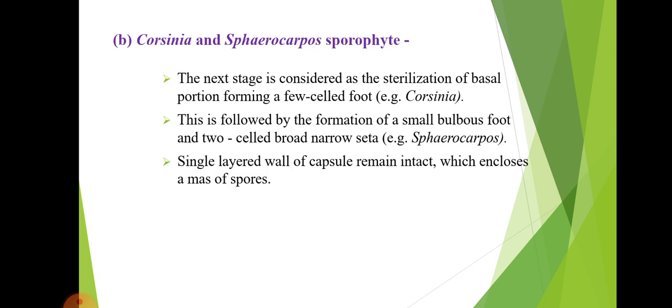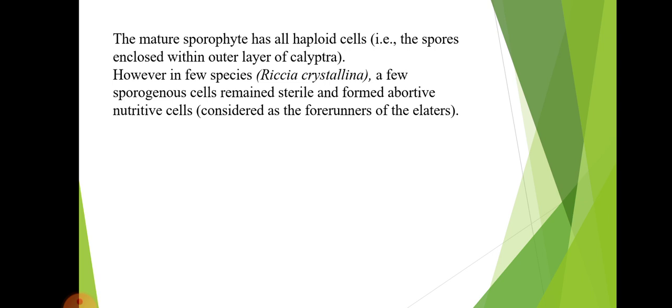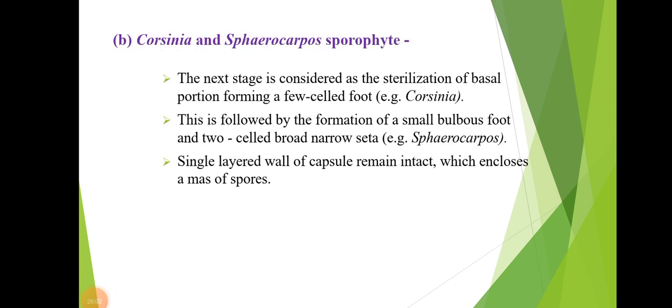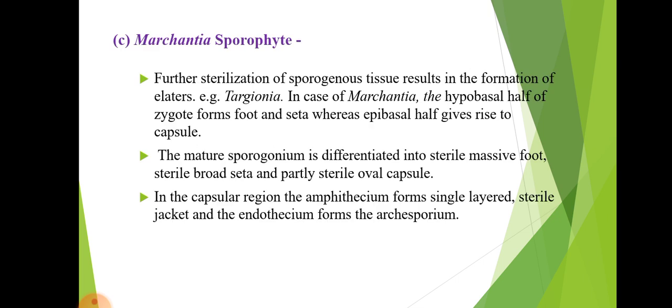Then, if you see the Corsinia sporophyte and Sphaerocarpos, the next stage is considered as the sterilization of the basal cells. This is followed by the formation of a small bulbous foot and a two-cell broad narrow seta. The single layered wall of the capsule remains intact and encloses a mass of spores.